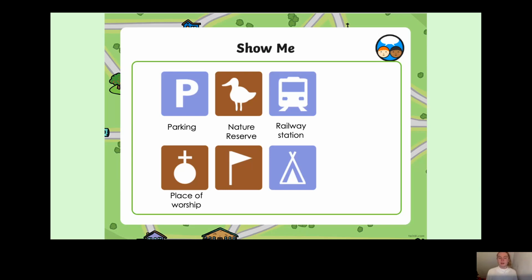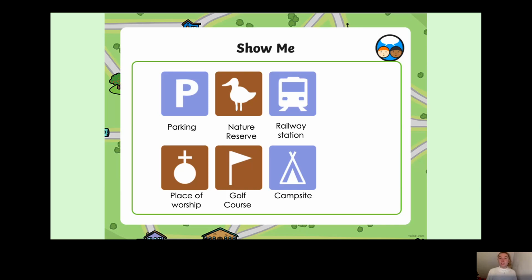Okay, and then we've got a brown square with a flag. Now this one's slightly trickier. Were you able to work out what this one was? Well, this one is a golf course because you have a flag where you need to aim the ball. Okay, and then the last one is a tourist attraction. Can you guess what it is? Well, it's a tent in the middle, so therefore it's a campsite.